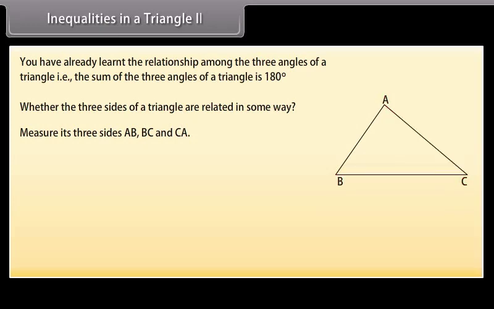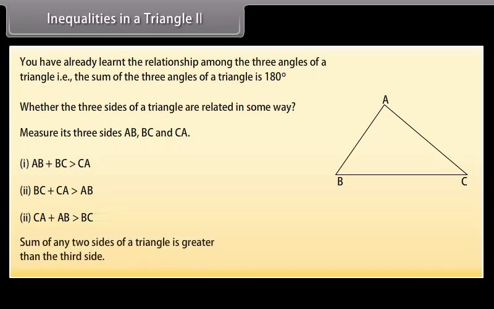We observe that 1. AB plus BC is greater than CA. 2. BC plus CA is greater than AB, and 3. CA plus AB is greater than BC. Thus, we conclude that the sum of any two sides of a triangle is greater than the third side.